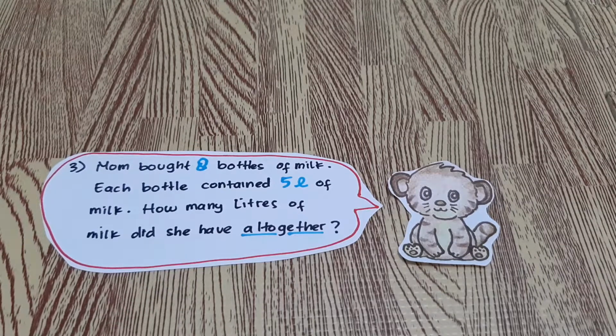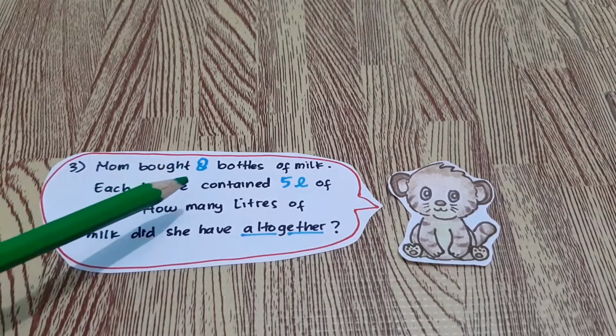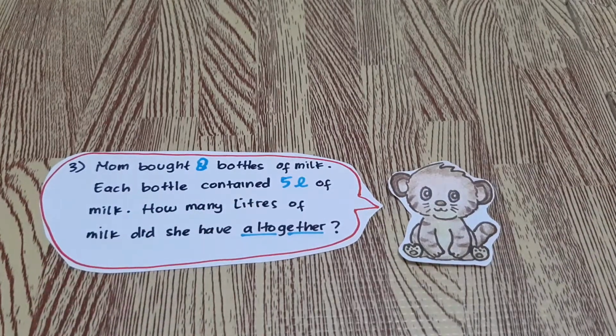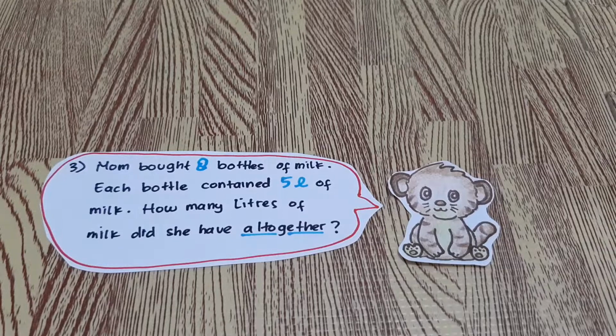You have to understand the sentence first. Okay, so mom bought 8 bottles. So how many bottles are there? 8 bottles. Each bottle contains 5 liters. So in each bottle contain 5 liters of milk. So what do you have to do? Do you add it, minus it, multiply it, or divide it?